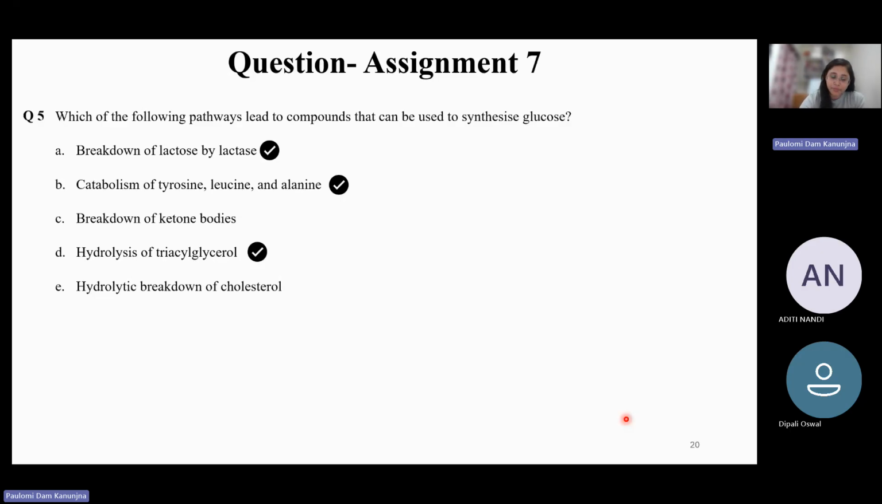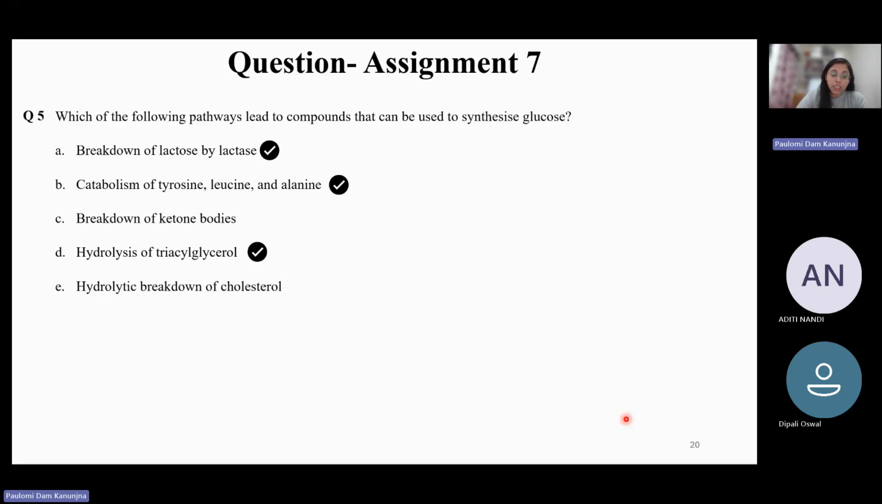Next one, catabolism of tyrosine, leucine, and alanine, which is basically amino acid degradation. Alanine, for example, can be converted to pyruvate, which can convert to glucose. We know the alanine pyruvate cycle very well. Tyrosine is also glucogenic as well as ketogenic, so it can yield fumarate and acetoacetate, and fumarate can be used for glucose synthesis. Leucine can also be used.